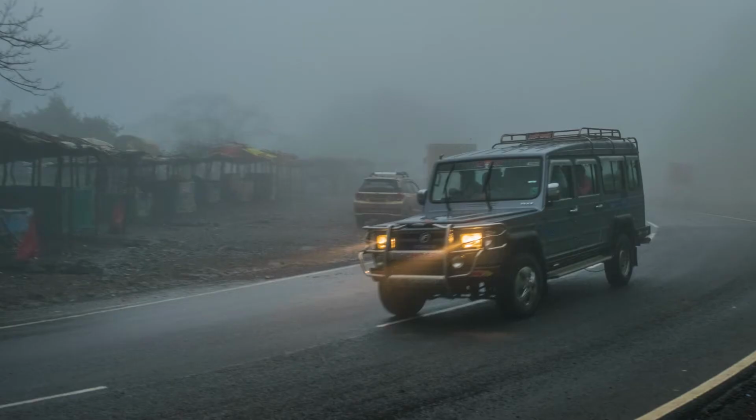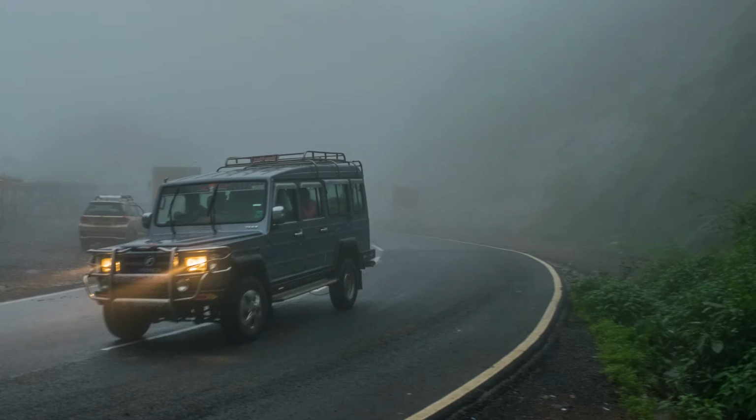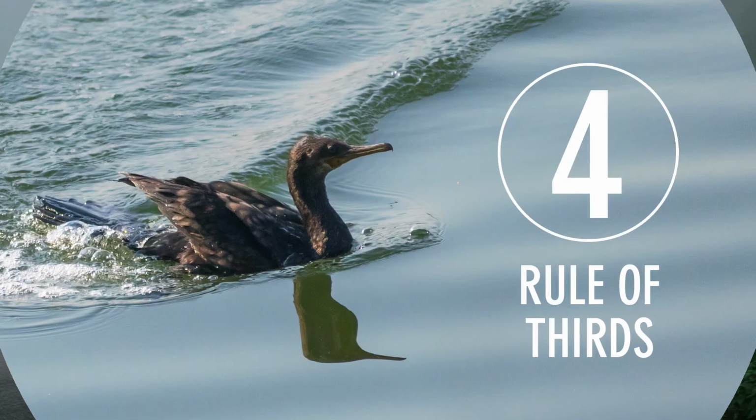By giving more space in front of a moving object, we create a sense of direction and motion. Like here, the vehicle is moving to the left, hence composing it to the right makes sense. But if I were to place it like this, it leads the viewer's eye out of the picture.